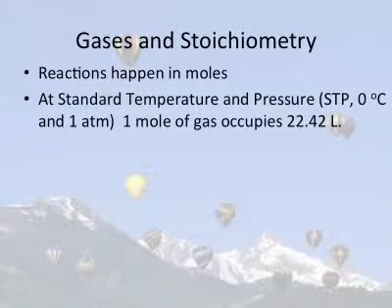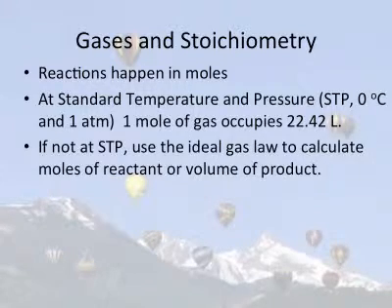Unless we are at exact sea level, we're not going to be under 1 atmosphere. Okay? We might be really close, but we're not going to be exactly at 1 atmosphere. And 0 degrees Celsius is not necessarily going to be the case in normal conditions. That's not going to happen naturally. So if we are not at standard temperature and pressure, we use the ideal gas law to calculate the moles of the reactant or the volume of the product, or vice versa, whichever we are solving for, whichever one we don't have.